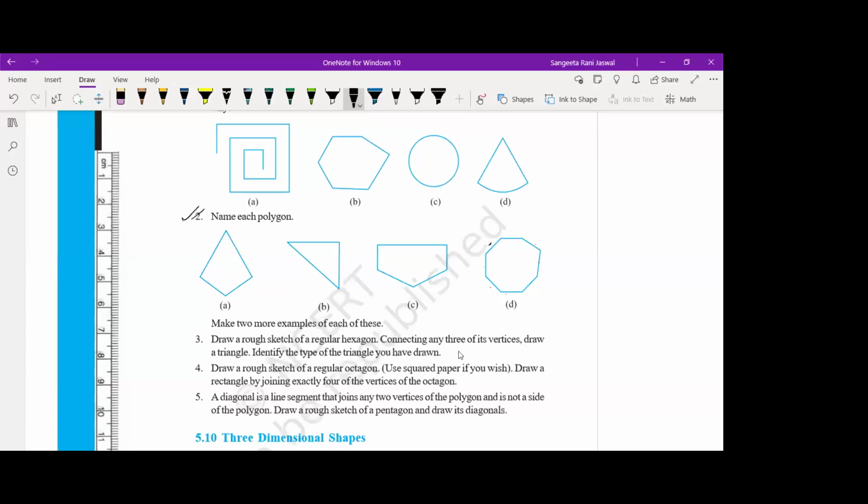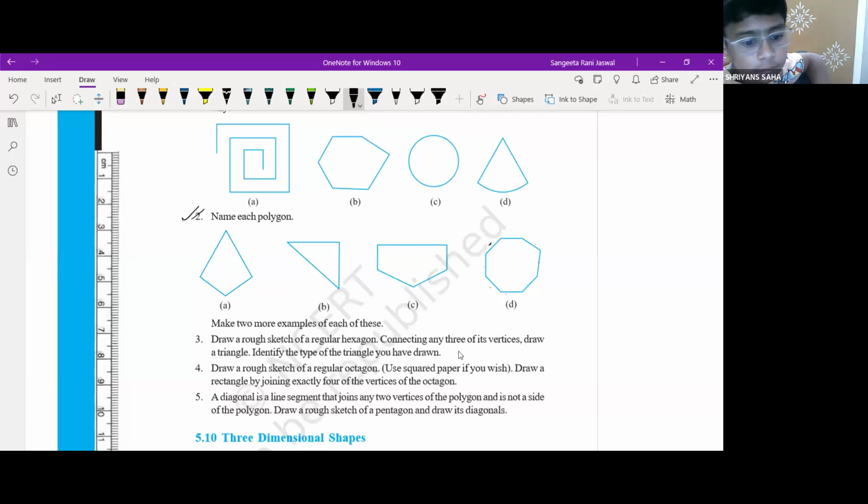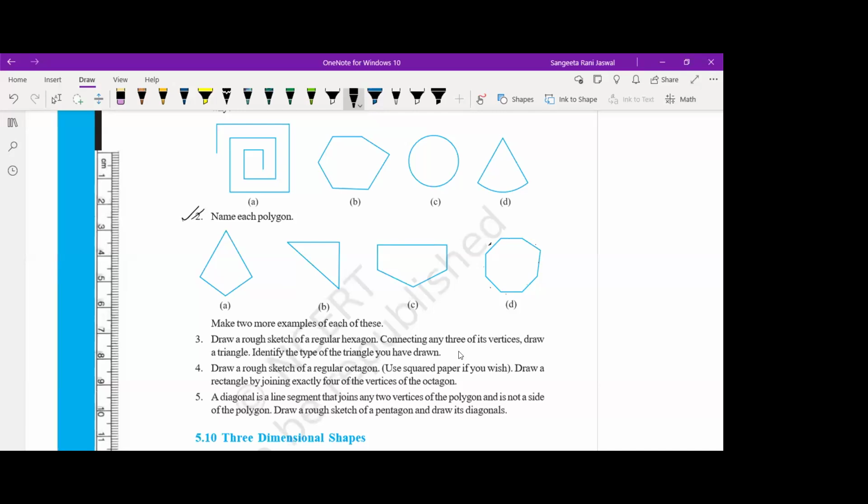Make two more examples of each of these. Can you make any two examples of any of these? Just try it. Take it for homework. You can try it.